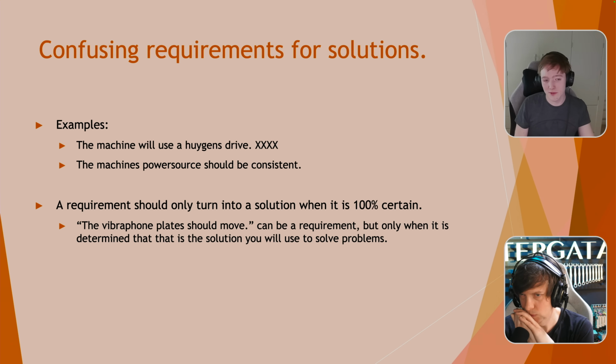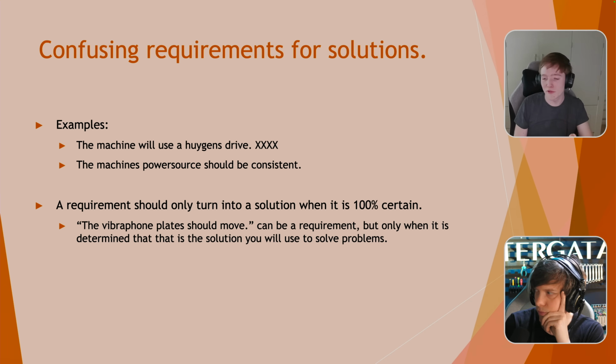Yeah. So just to finish on the different model idea, essentially, those different models just have different solutions to the same requirements. But I think a requirement can only contain a solution, like the machine would use a Huygens drive, when you have completely decided that that is what you are going to use to solve the requirement, that the power source should be constant or consistent. I know it's a bit hard to say a requirement can never contain a solution, and then say a requirement can also be a solution. I think it depends a bit on what works best for you here.